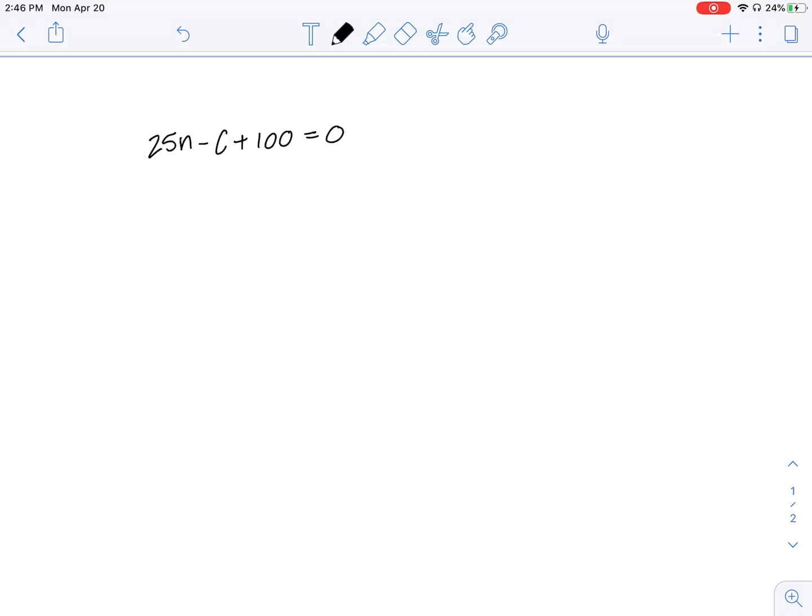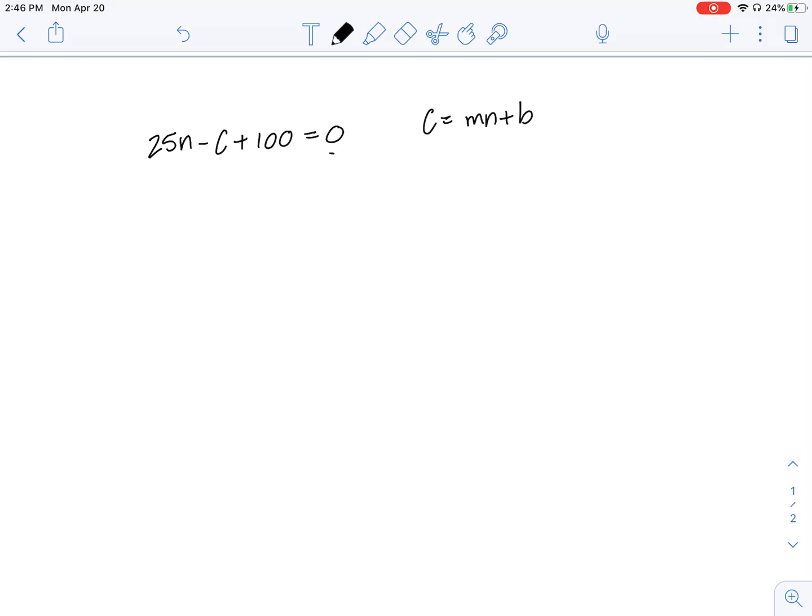So we're given the equation 25n minus c plus 100 equals 0 to represent the cost of renting tables for an event, where c represents the cost, which depends on n, the number of tables that are rented. And we're asked to express the equation in y equals mx plus b form, which, as they've given us, is c equals mn plus b.